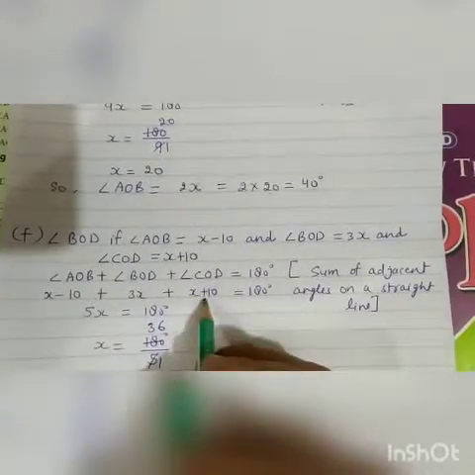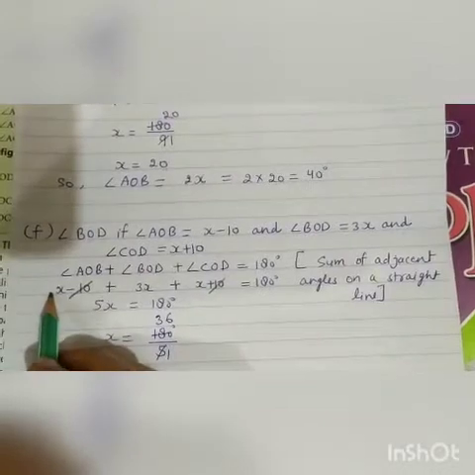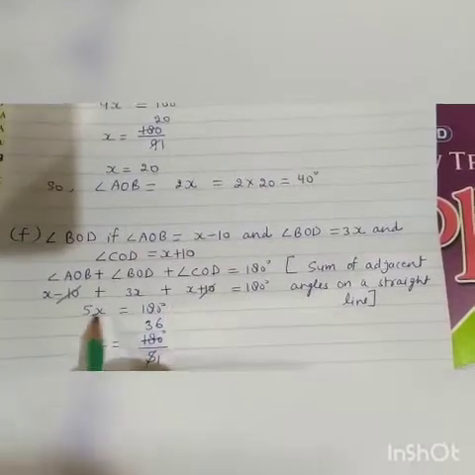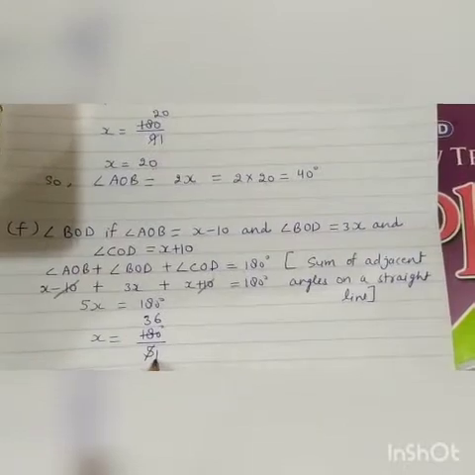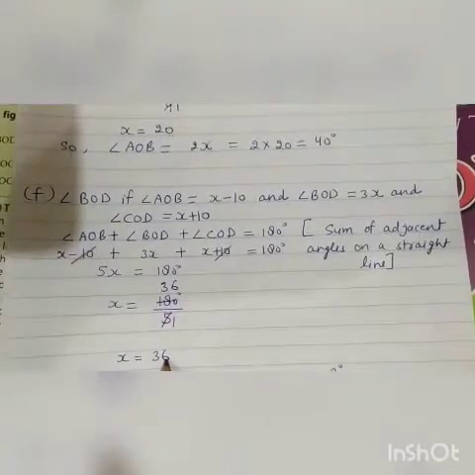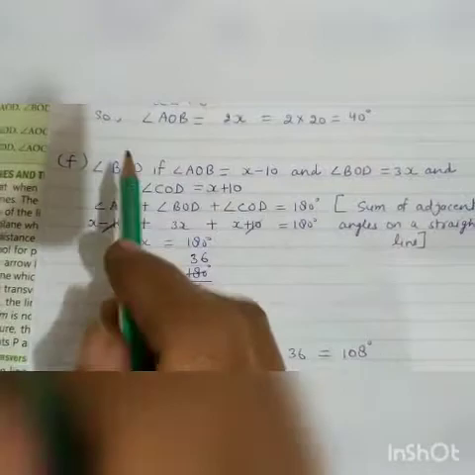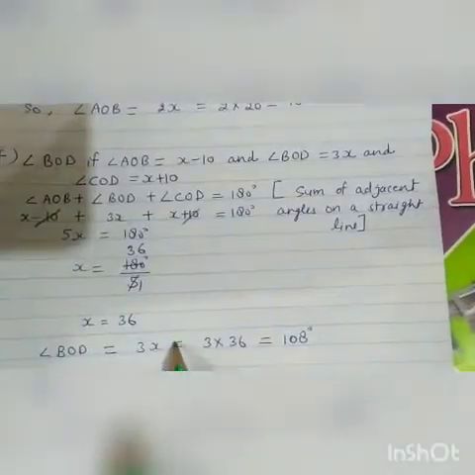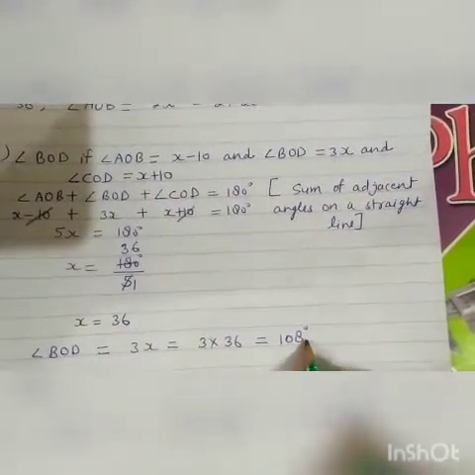Now this minus 10 and plus 10 cancel, x plus 3x, this x will be considered as 1x, so x plus 3x is 4x, 4x plus this x is 5x. 5x is equal to 180, x is equal to 180 upon 5. 5 ones are 5, 5 threes are 15, 3 remainder, 5 sixes are 30, x is equal to 36. Then angle BOD, this time we will find only angle BOD. Angle BOD is 3x, so 3 into the value of x, which is 36, so it is 108 degrees.